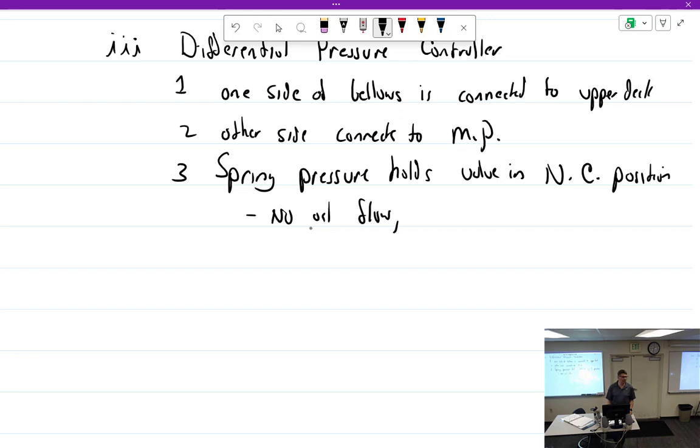That means turbo wastegate is then open or closed? Closed. Wastegate is closed, which means turbo on.